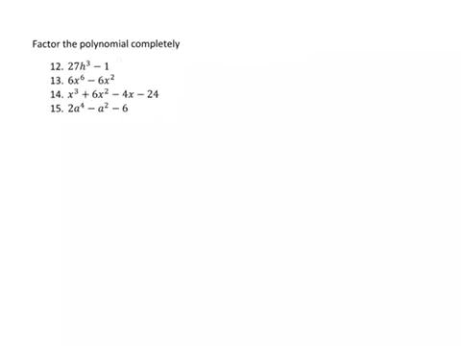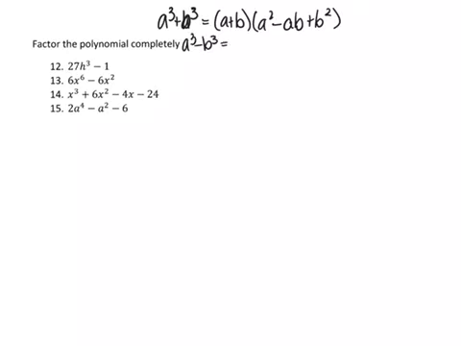Factoring. Okay, so we have our sum and difference of cubes. A cubed plus b cubed is a plus b times a squared minus ab plus b squared. And a cubed minus b cubed is a minus b times a squared plus ab plus b squared. You have to have those memorized. And you have to recognize your perfect cubes.